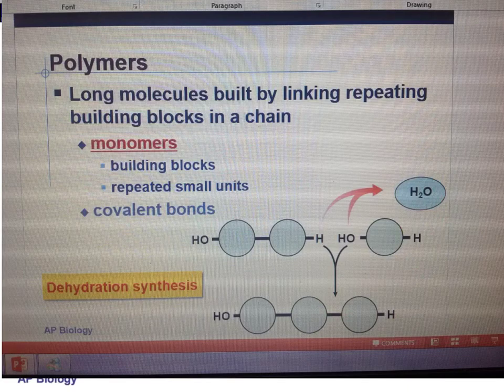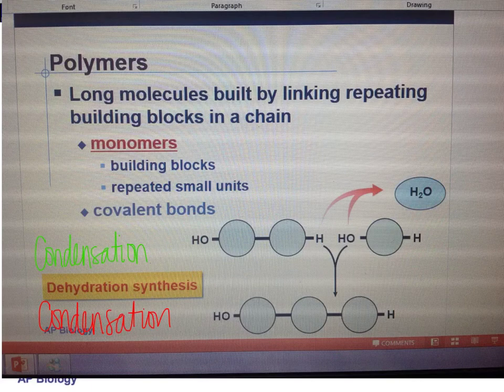The other term, like I just said, is condensation. You might see both, so you need to know both. Polymers are made by dehydration synthesis or condensation. Okay, so dehydration synthesis is the same thing as condensation. You're just removing water and allowing a bond to form in between where those two molecules were.